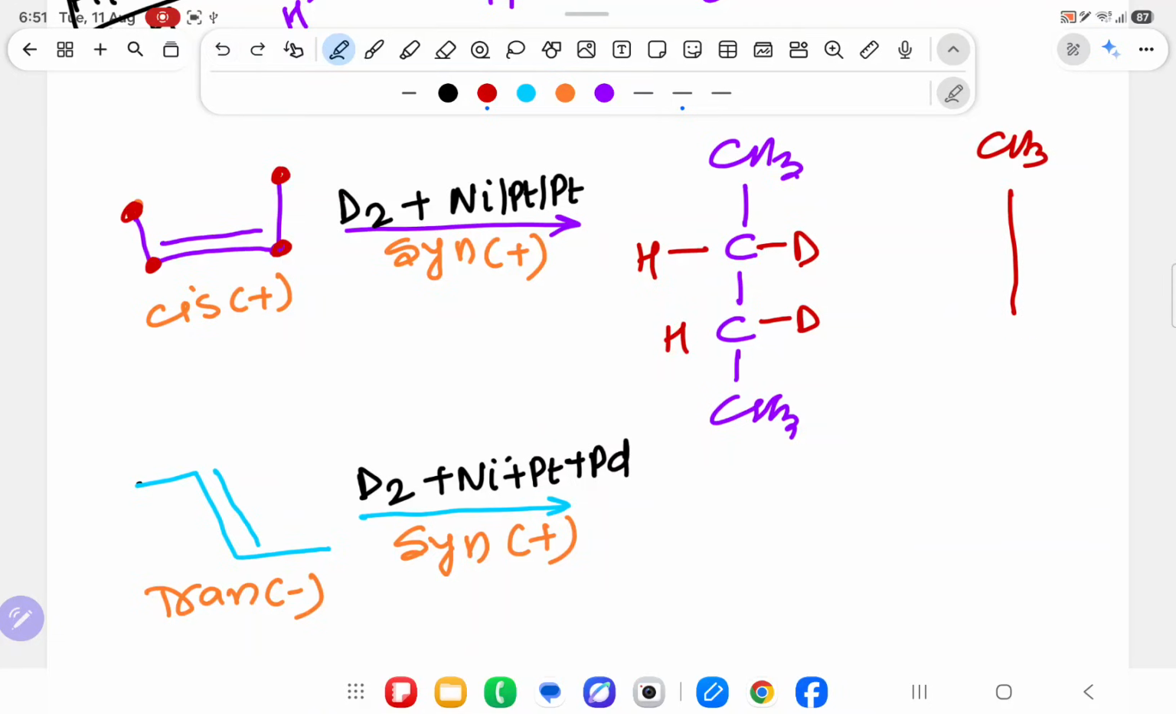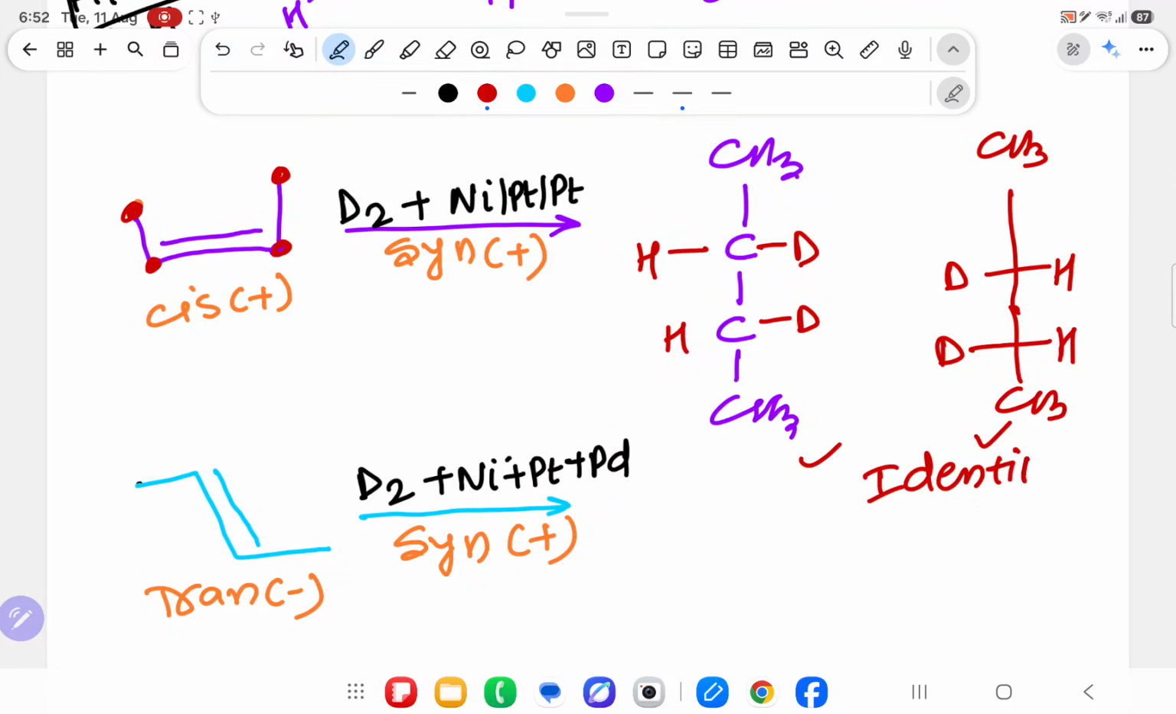CH3, understood what I am saying? CH3, H will come here and D will come here. Again, understood the point. Both are the same, identical structure. Both are identical structure. How, sir? I have dictated to you what is identical in a structure.